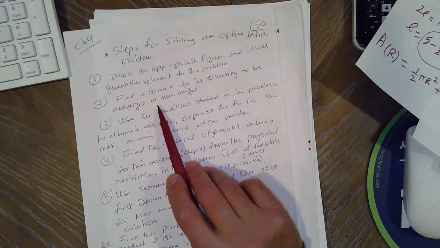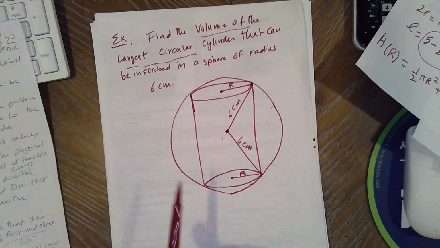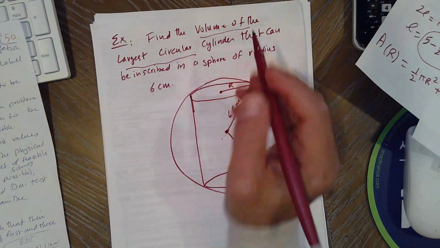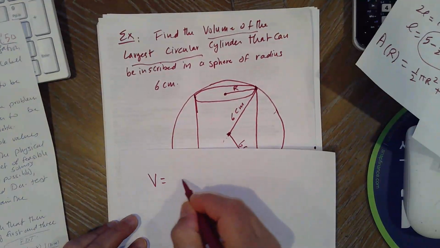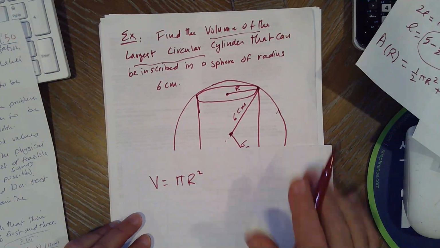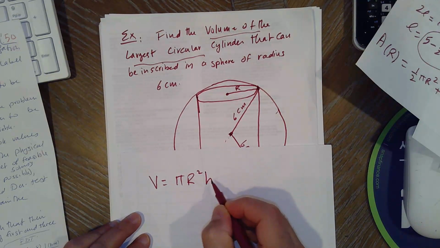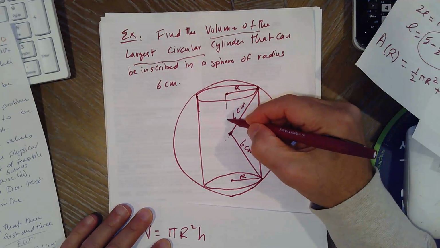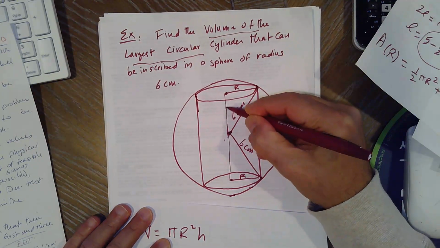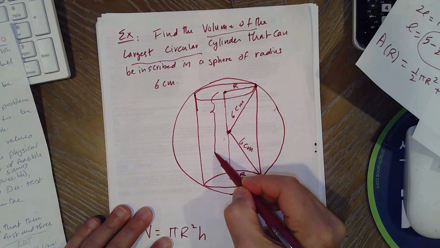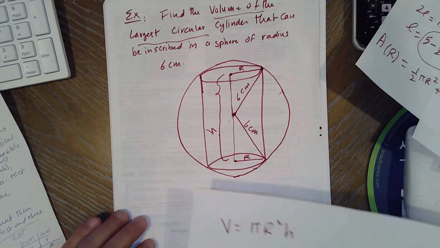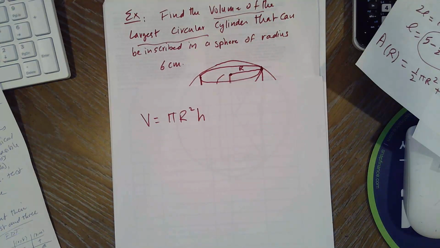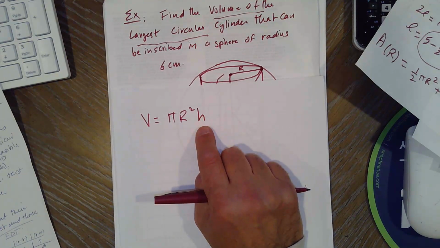Find a formula for the quantity to be maximized or minimized. So we're maximizing the volume of the largest circular cylinder. The formula for the volume of a cylinder is pi times the radius of the top squared times the height. And this is the height. All this is the height of the cylinder. Let's label it as H. Use the conditions stated in the problem to eliminate the variables. So we want to eliminate either R or H.